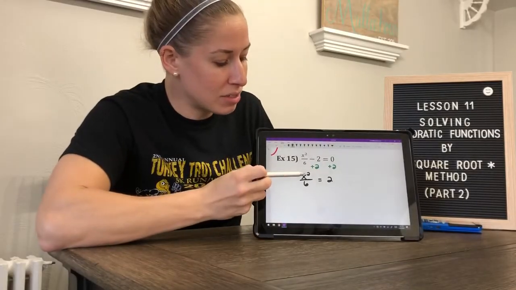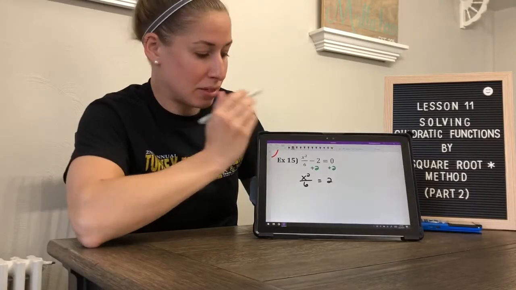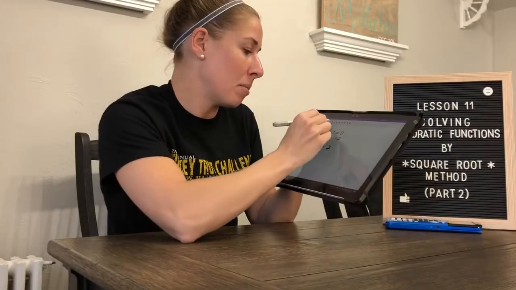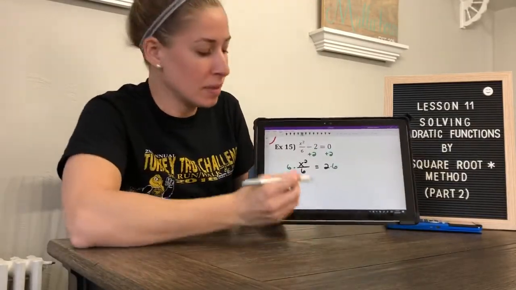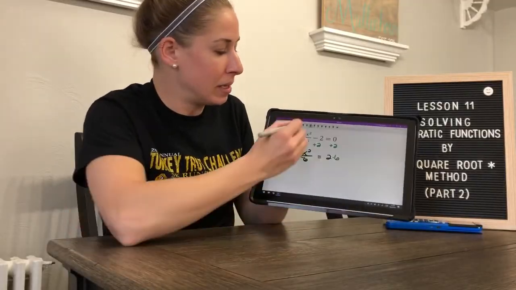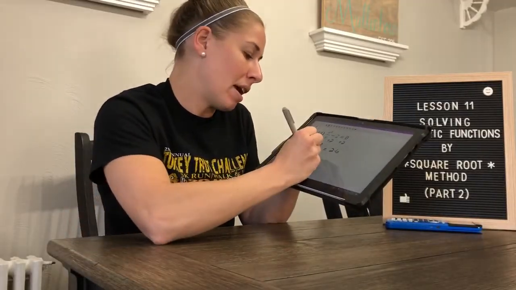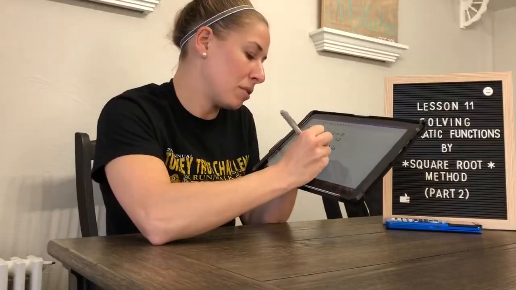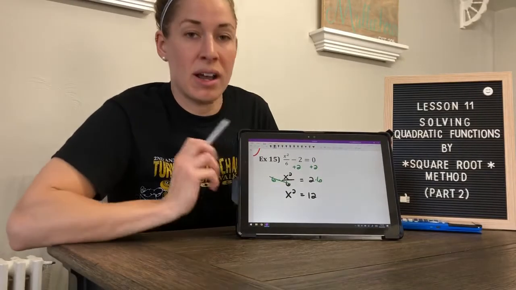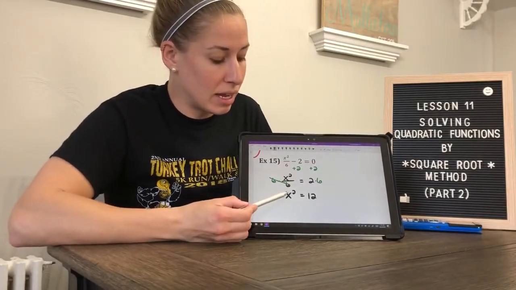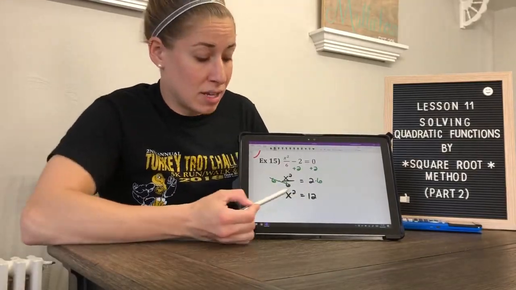So now x squared is being divided by 6. So to undo that, multiply both sides by 6. The 6's cancel here, and you're left with x squared equals 12. And now you have your part that's squared isolated. So you can take the square root of both sides to undo that.